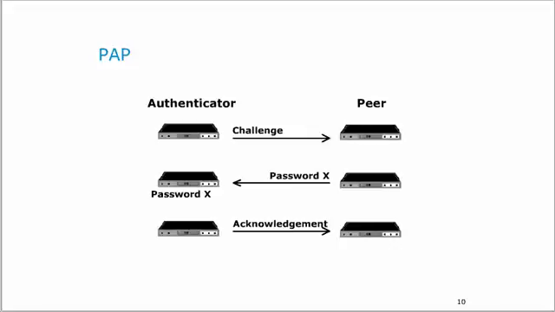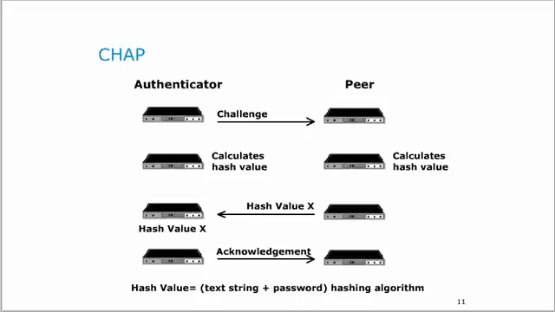PAP is the simplest possible authentication scheme. The peer is provided a password, and the authenticator knows what that password is. The peer sends its password to the authenticator. The authenticator acknowledges the password, and the link is established. Passwords in PAP pass directly over the wire. Anyone capable of tapping into the wire can obtain the password.